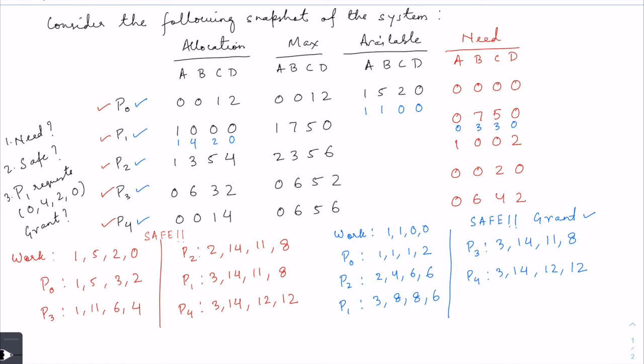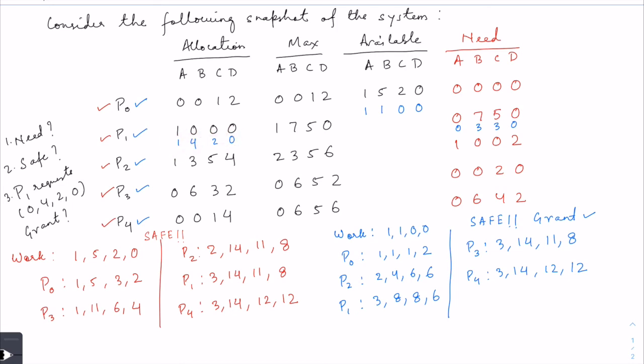So what is going to happen? Its need is going to go down because it needed something. Now it has been given that. So its current need, which is 0752, it will go down because now it will need less. And so what we will do? We will take this and we will subtract this from the current need and we get 0330. Now since something has been given to P1, our current availability will go down. So we will take this and we will subtract it from the current availability and we get 1100. And since we have allocated some resources to P1, its allocation will increase. So we take this and we add it to 1000 for P1 and we get 1420 over here.